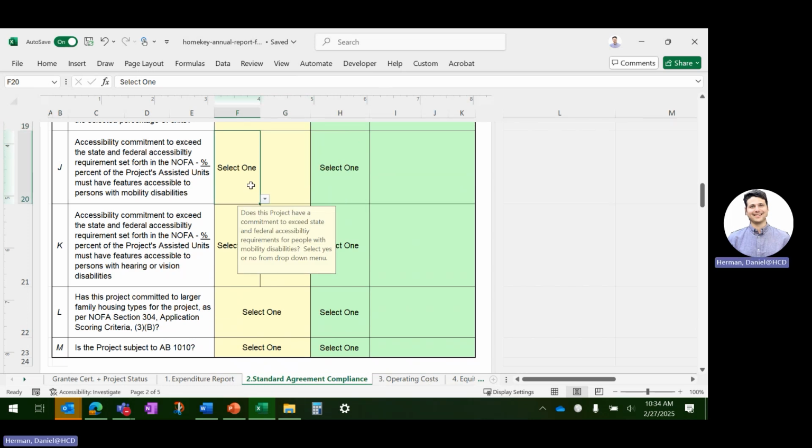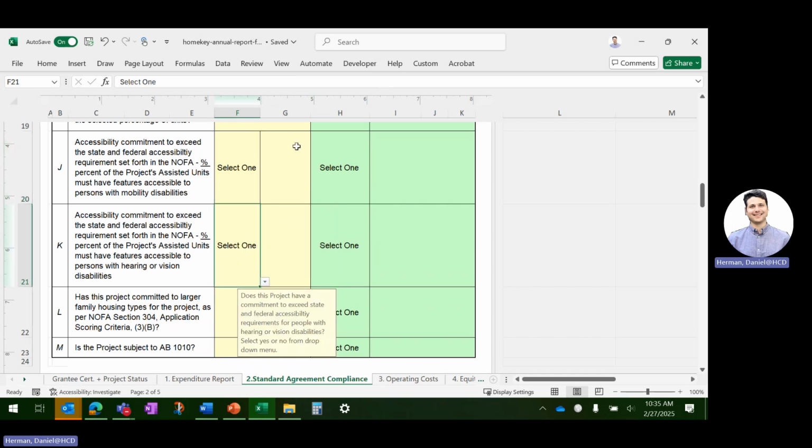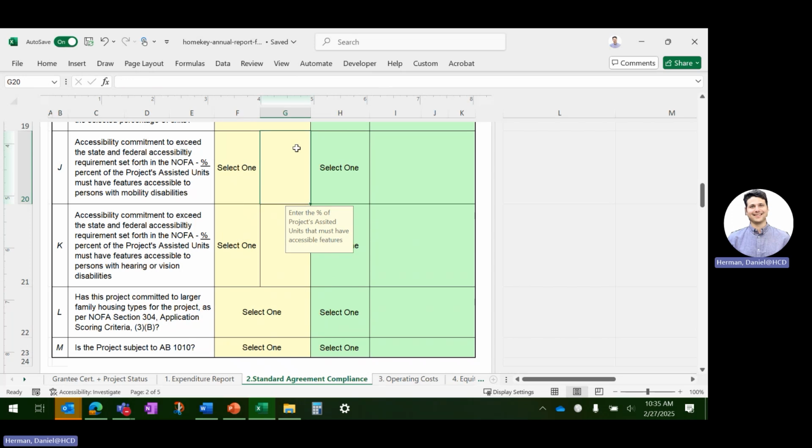The next two questions, J and K, are regarding accessibility requirements also written into your standard agreement. If you have the commitment to exceed state and federal accessibility requirements for units that have features accessible to people with mobility disabilities, please select yes or no in J. And if the type of accessibility unit is for people with hearing or vision disabilities, please select yes or no in question K. And then please enter the percentage of required minimum units of this type. 10%, 15%, mark that in column G.